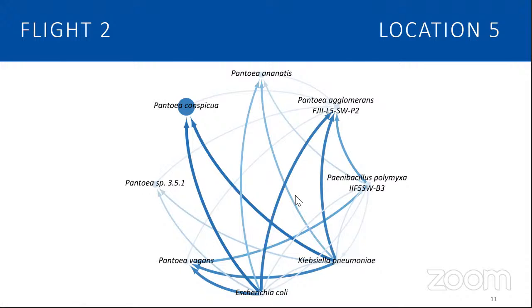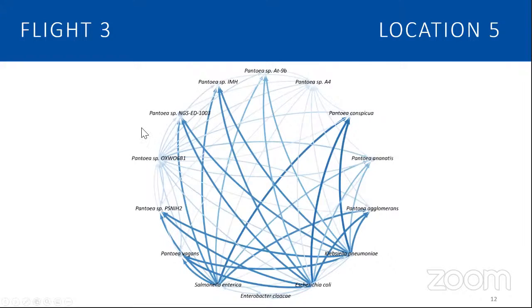And finally, when we move on to flight 3, which was sampled over a year later, we see that there is a large number of Pantoea species that colonize this location, and all of them seem to be highly dependent on the other bacteria such as Salmonella enterica, Escherichia coli, and, as we earlier saw, Klebsiella pneumoniae as well.